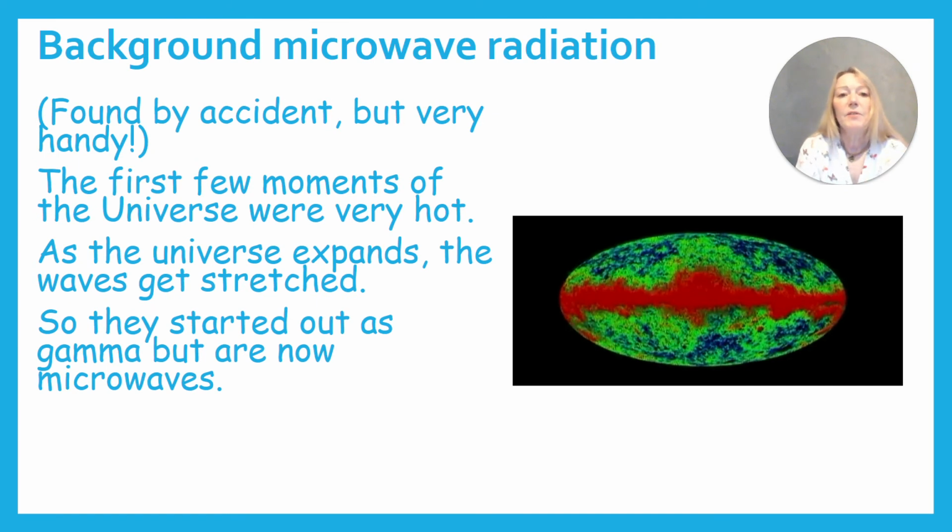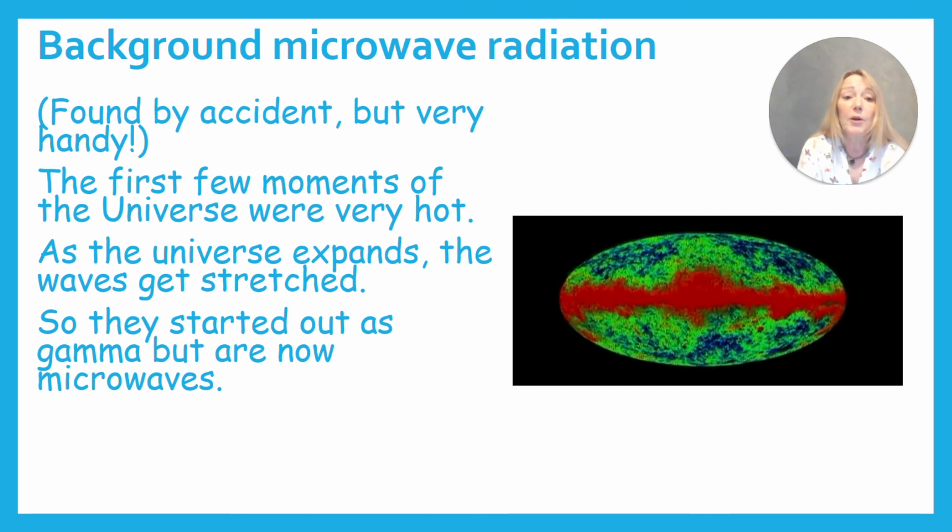So the next piece of evidence that we found was background microwave radiation. And this was actually found by accident. Some scientists were looking at the universe and had some very strange readings, so much so that they actually changed their equipment at one stage. And when they shared those readings with other scientists that were looking at the Big Bang Theory, they suddenly realised that this was the evidence they were looking for.